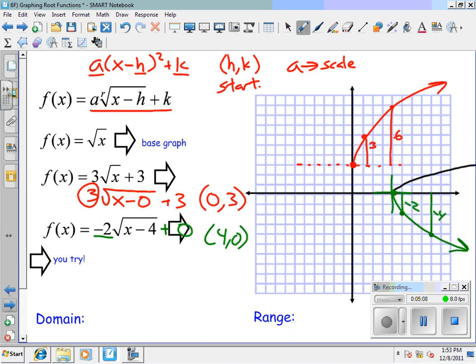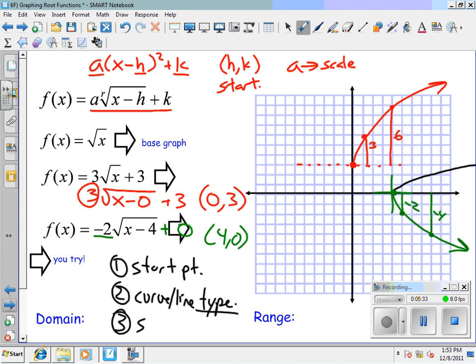Okay, so now we can see the difference. It's the same curve, just different location and different scale. So again, if I had to point out a couple of things here, number one is the starting point. Number two is the type of curve or line. Okay, the type really is what I want to say. And then three, the scale. Is it steep? Is it shallow? Whatever the case is.